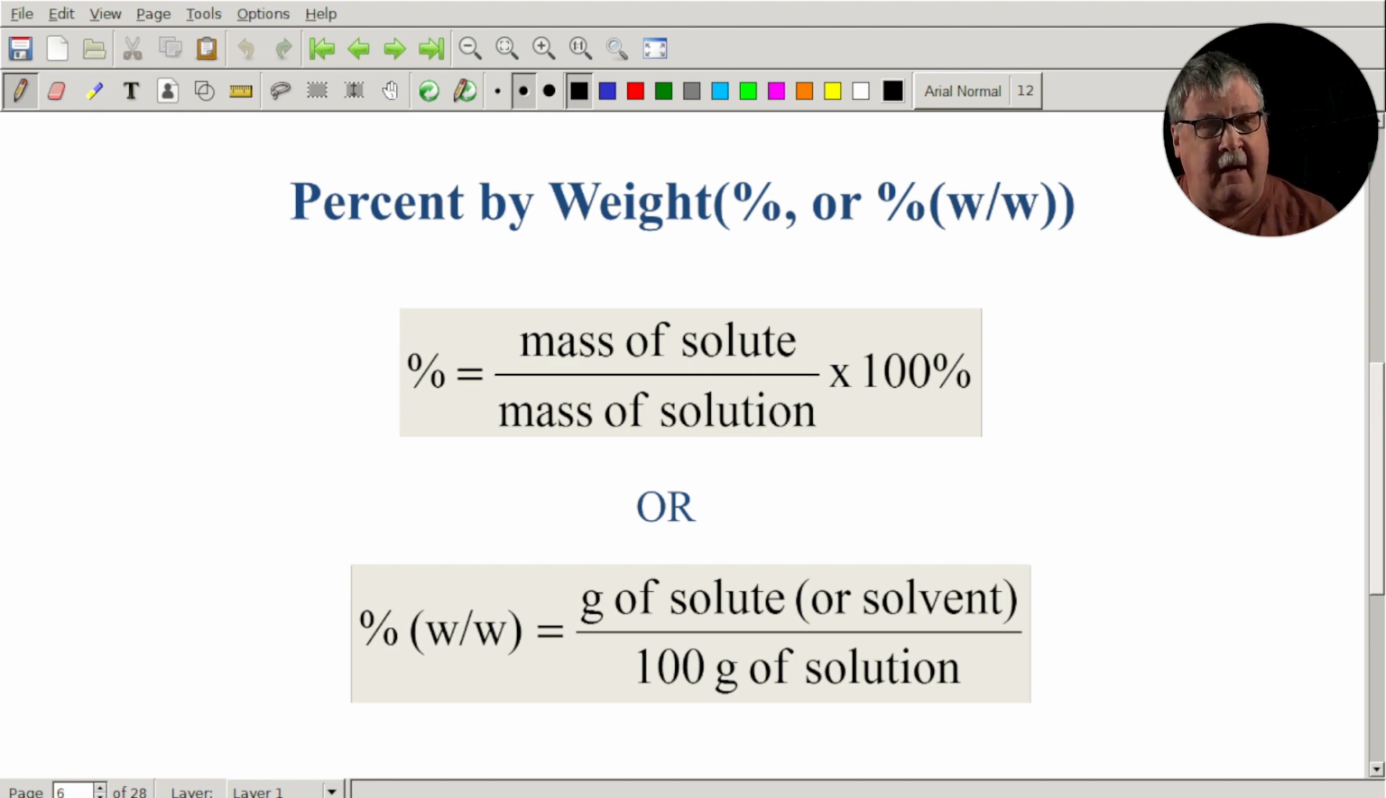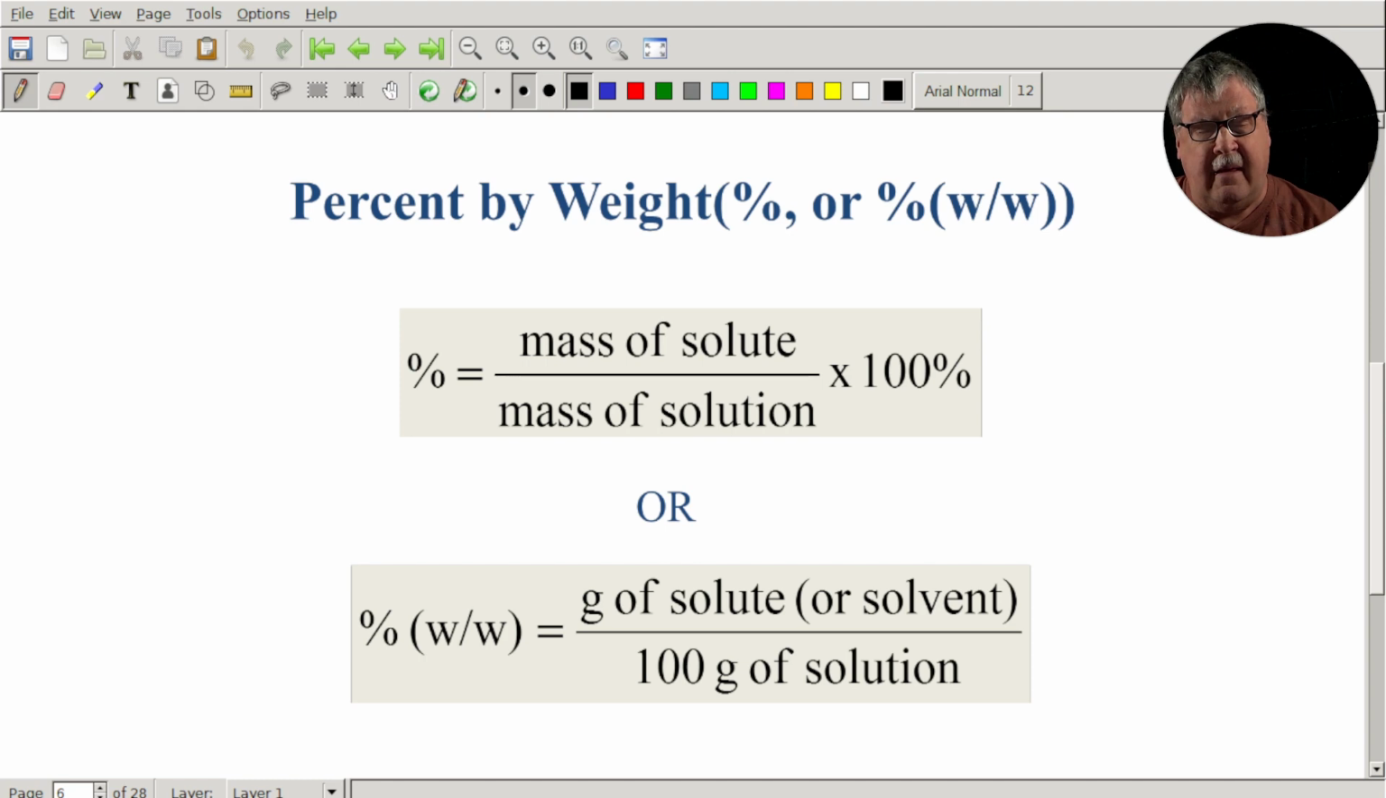If I want to figure out a percent by weight of a solution, one of the ways I can do it is take the mass of the solute. I could also do this for the solvent if I wanted to. But generally speaking, we talk about the solute divided by the total mass of the solution times 100.